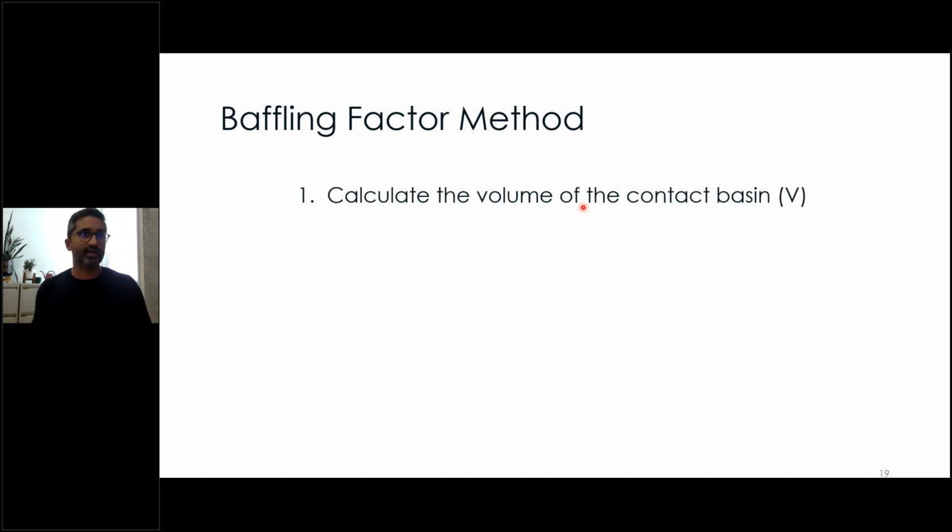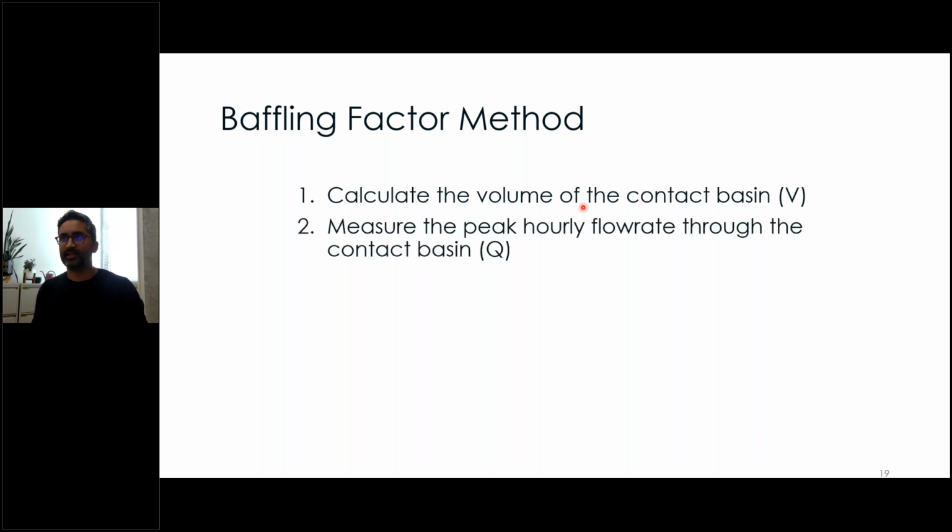The first thing you need to do is calculate the volume of the contact basin. Depending on the shape of your basin, there are a couple formulas you can use to calculate that. Then you want to measure the peak hourly flow rate through the contact basin. This is the max flow rate. At the max flow rate, your water is going to spend the least amount of time in your contact basin. So by using your max flow rate, again, we're using a conservative estimate.